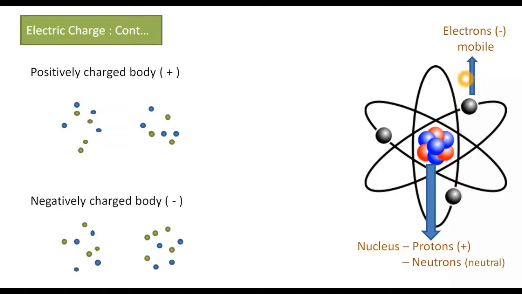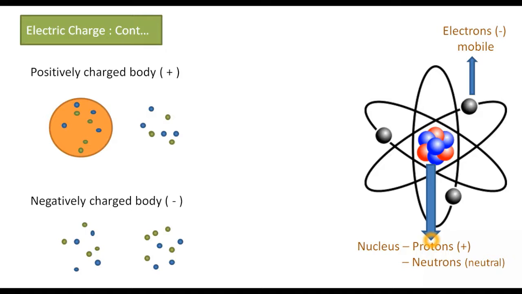So these electrons are negatively charged particles, and protons are positively charged particles, and neutrons are neutral. They neither have positive charge nor negative charge. So just now I was telling you that two types of charges exist, that is positive and negative. So there are protons which are positively charged and electrons which are negatively charged. It's very important to understand this, because on the basis of this we will be able to understand the entire concept of electric charge.